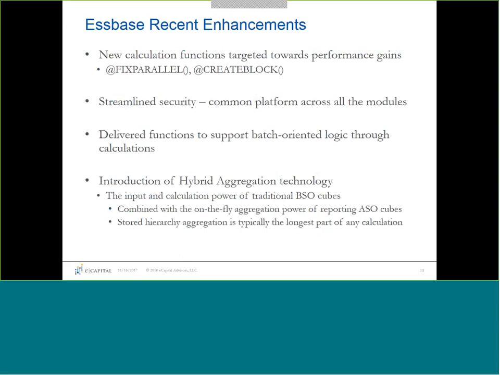For Essbase, really, the big piece has been hybrid. That was new with 123.500, but much improved in 124. There were a couple new calc features, fixed parallel and create block. Fixed parallel in a unique set of circumstances can really make a difference in your calc speeds. It tells the engine to break up the tasks and process them differently than it would have, and that can, in certain circumstances, make a big difference.